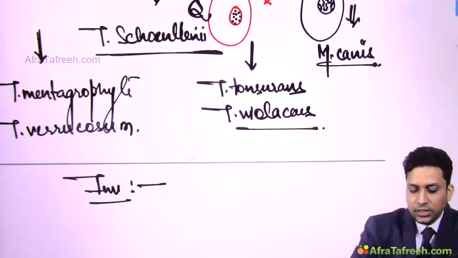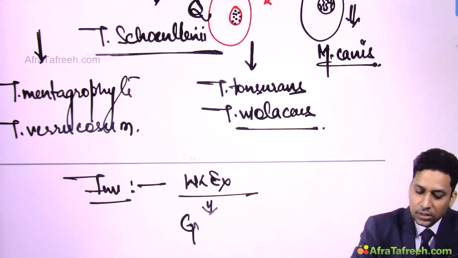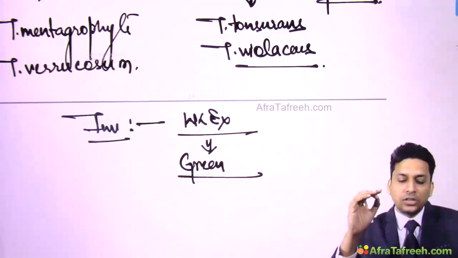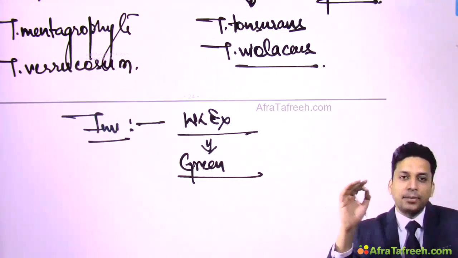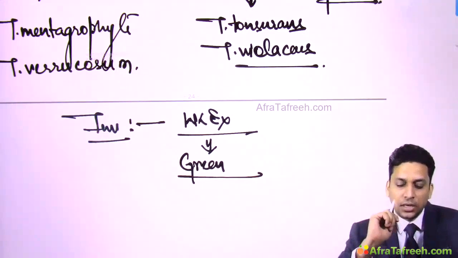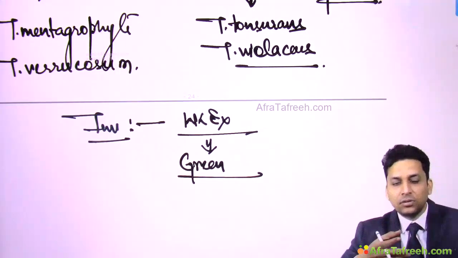Investigation which you can do here is Wood's lamp examination. I told you on Wood's lamp examination, green colored fluorescence is seen. Now remember that this green fluorescence is not seen in all the cases of tinea capitis. The reason is that there are a few fluorescent species and a few non-fluorescent species. So if there is a fluorescent species causing tinea capitis, you will get green fluorescence, otherwise you will not get it.